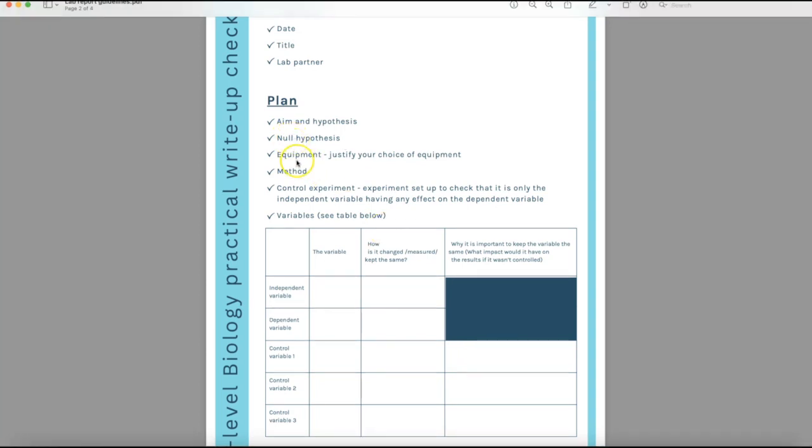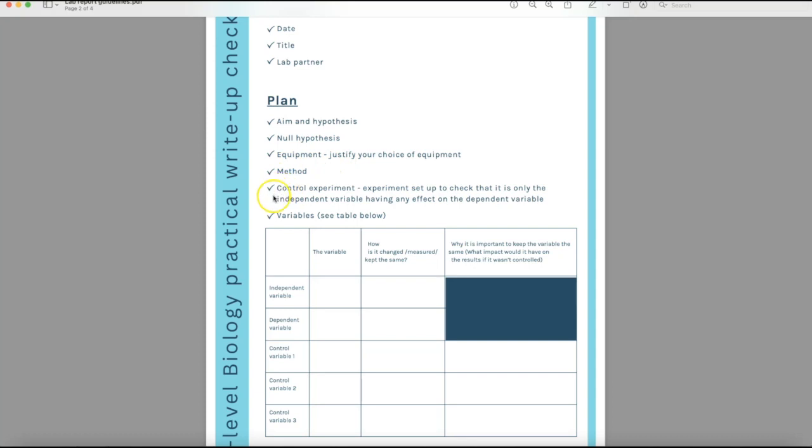Next, we have the equipment list and the method. Now, you won't necessarily always have to provide this. You might be given it. And if you do have to give the equipment you'd want to use, you might not be asked to justify your choice. But sometimes we do ask our students to justify why they used each piece of equipment, either written explicitly in their plan, or we assess it within the practical themselves. We ask them, because that does link to competency too.